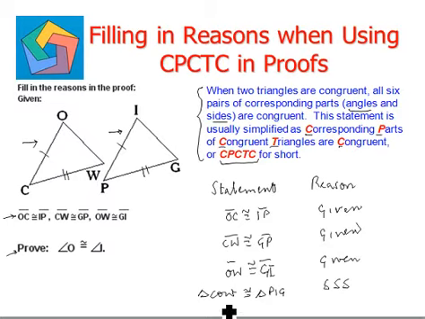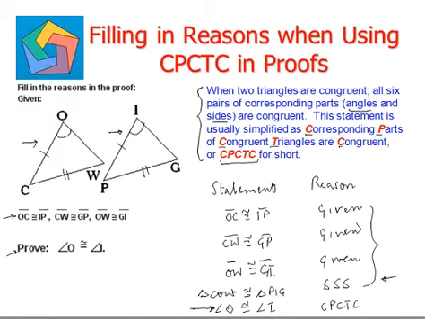Now angle O is congruent to angle I. This is by CPCTC. Now that the triangles are congruent by the side, side, side theorem, therefore angle O is congruent to angle I by using the CPCTC, that is, corresponding parts of congruent triangles are congruent. So corresponding parts, that is, angle O is corresponding to angle I in the other triangle. Therefore we have proved that angle O is congruent to angle I by CPCTC.